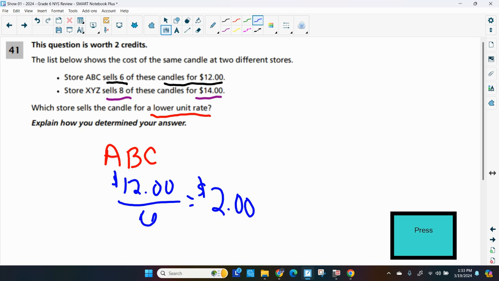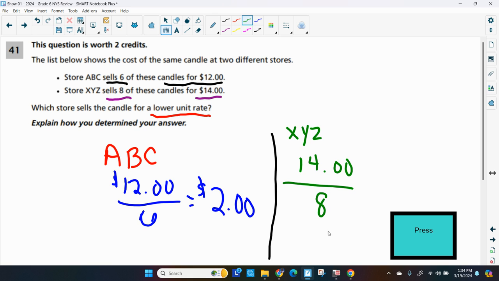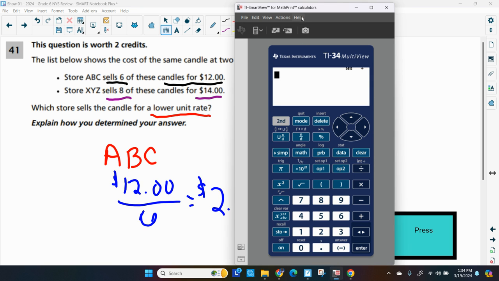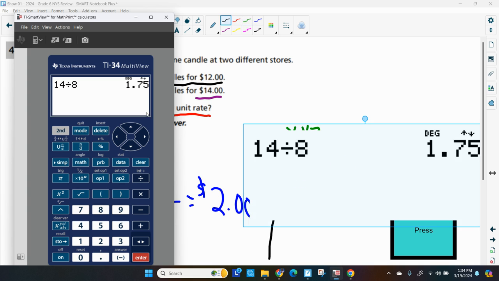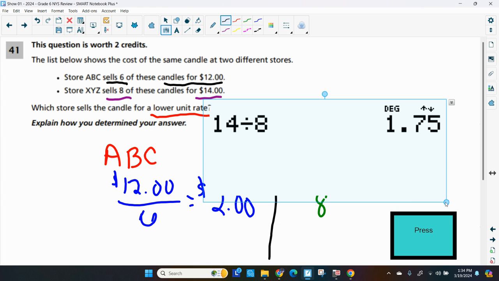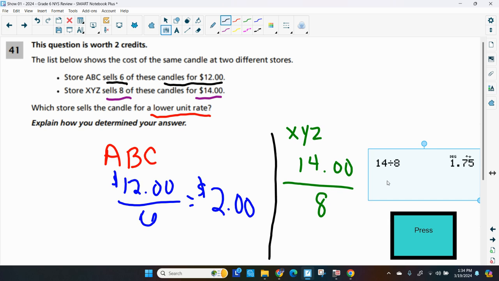And now all I've got to do is check the price of the other candle, XYZ, and that's $14. And I'm going to divide by 8. Hey, that's not easy dividing that by 8. I better get my calculator to check that out. $14 divided by 8 candles, and that'll give me $1.75 for one candle.